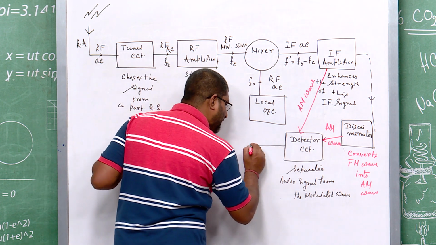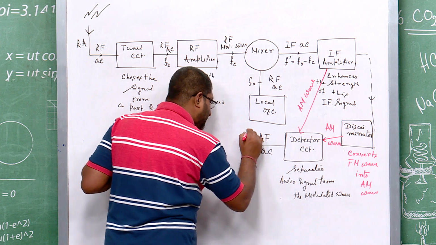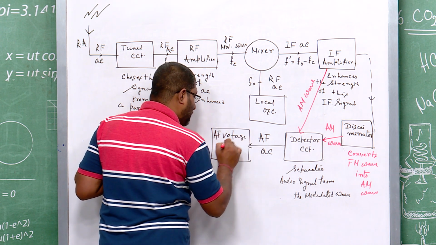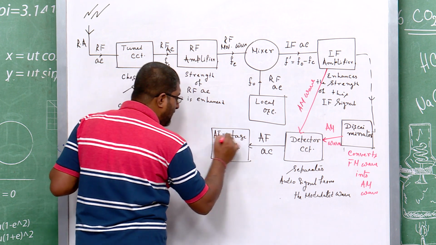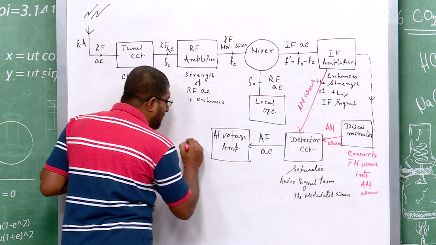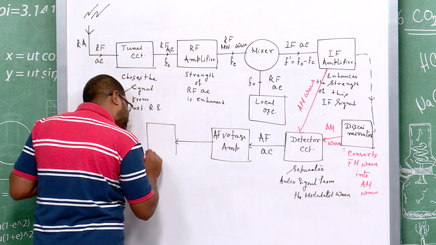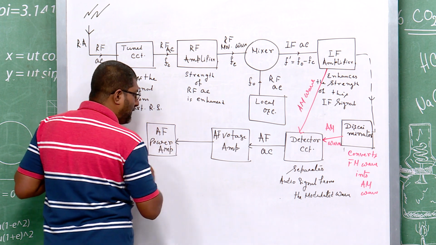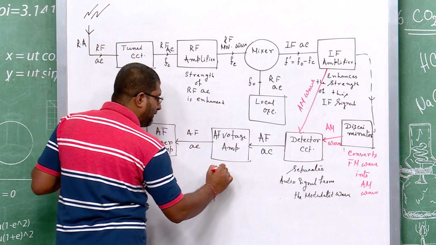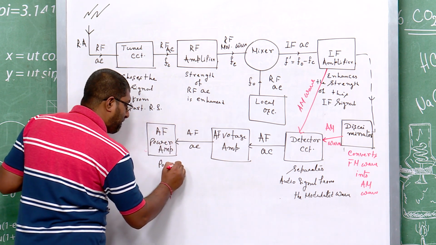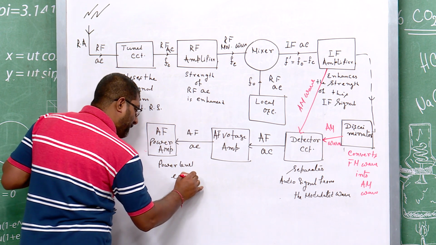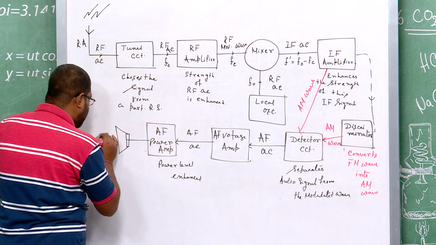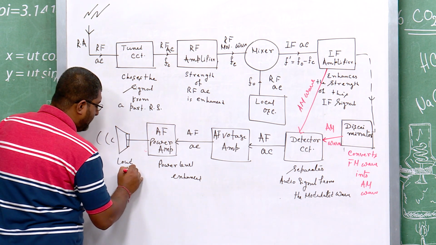Now, what are we getting here? The audio frequency signal. This is now fed to an AF voltage amplifier, meaning a voltage amplifier suitable for the audio frequency range. There are one or more stages of AF voltage amplifier, and this is then fed to a single stage of AF power amplifier, where the power level of the signal is enhanced, and finally it is fed to a loudspeaker where the original sound is recreated.